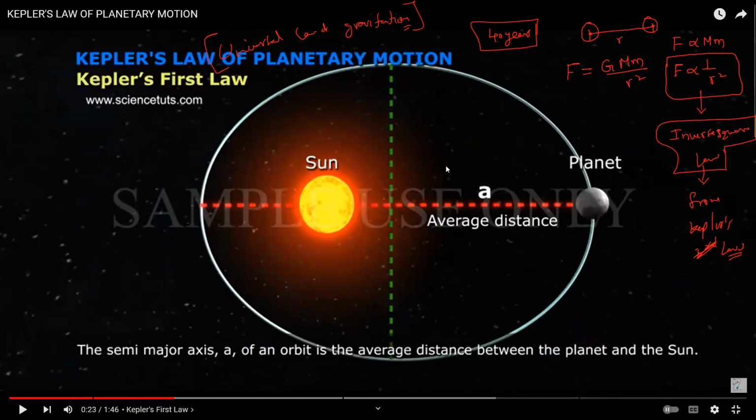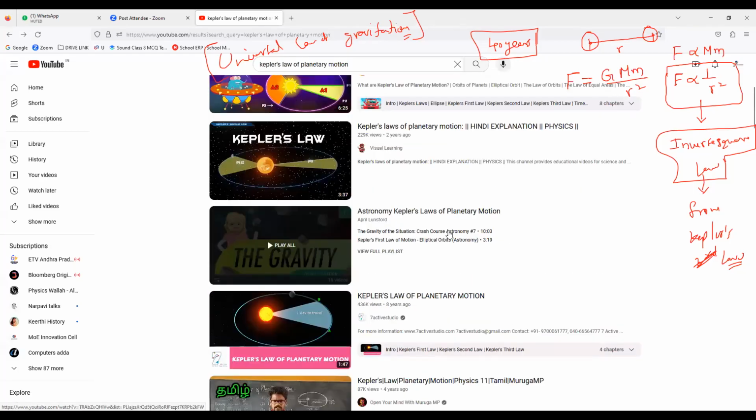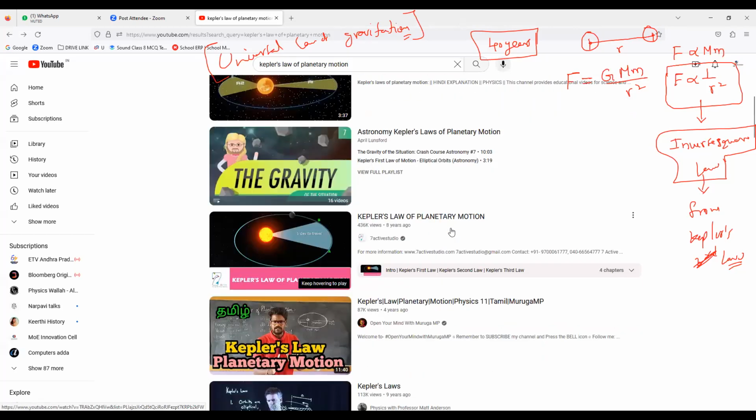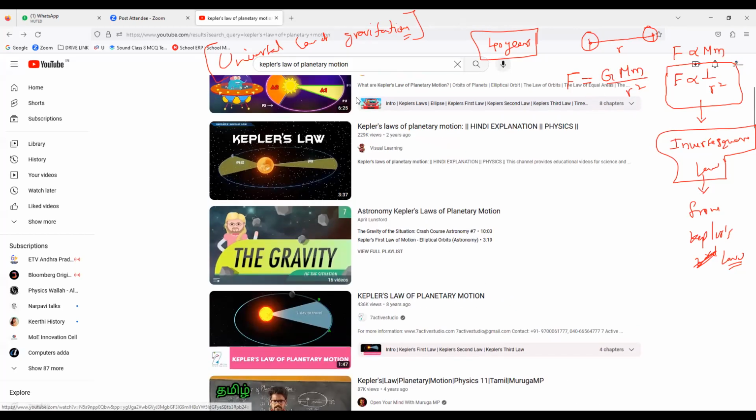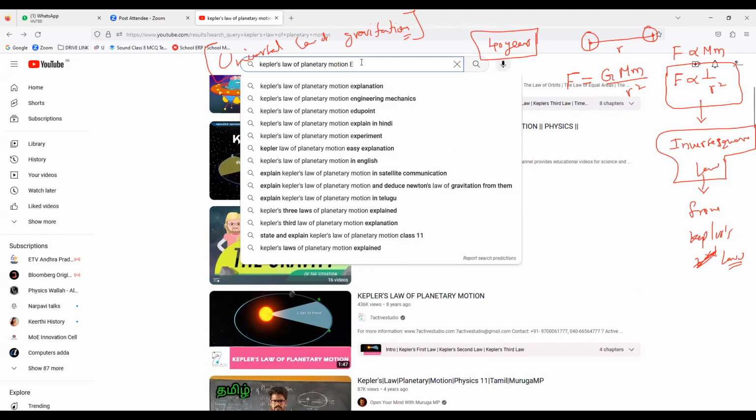Do you understand, everybody? Elliptical orbit has how many foci? 2 foci, and the sun is present at any one of the foci. Sun is present at what? Any one of the foci. Do you understand, everyone? So that is what you have to remember: the sun is present at any one of the foci.